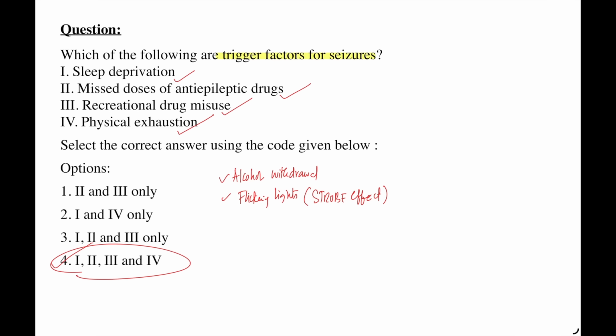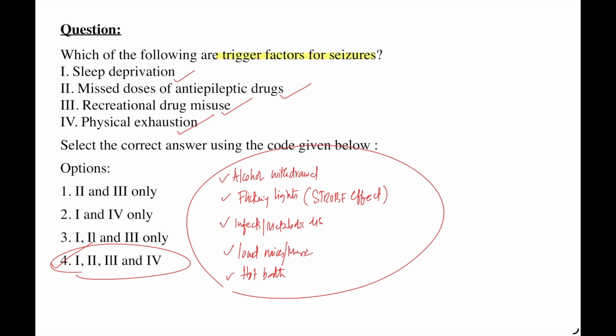Okay, so these are the triggering factors for seizures. Even infections, any intercurrent infection or any metabolic disturbance can also trigger seizures. And uncommon situations like loud noises, uncomfortable situations like loud music, hot bath can also trigger seizures. We have to be very careful when any patient with seizures comes across these trigger factors.